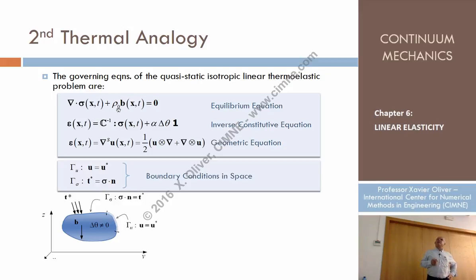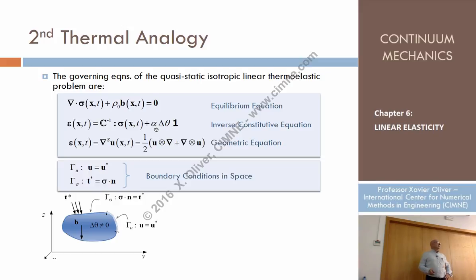Again, in the second analogy, we start from the problem, for the thermoelastic problems, but now we have here the stresses, we have the equilibrium equation. Here we have the constitutive equation. In that case, for convenience, we talk about the inverse constitutive equation. So the strains are the elastic strains, C minus 1 times sigma, plus some thermal strains, which, as I recall, were computed as alpha delta theta times 1.